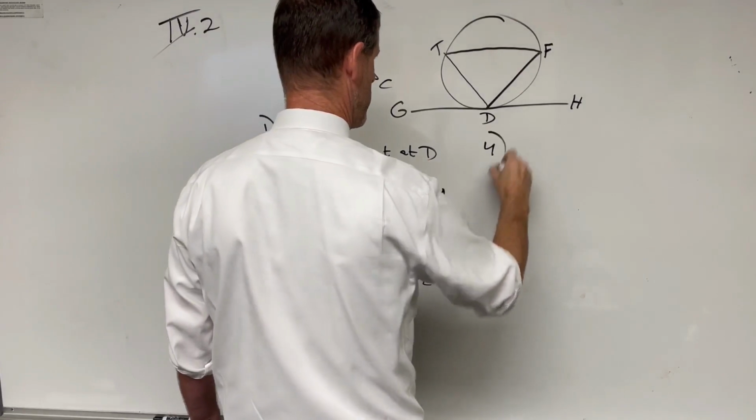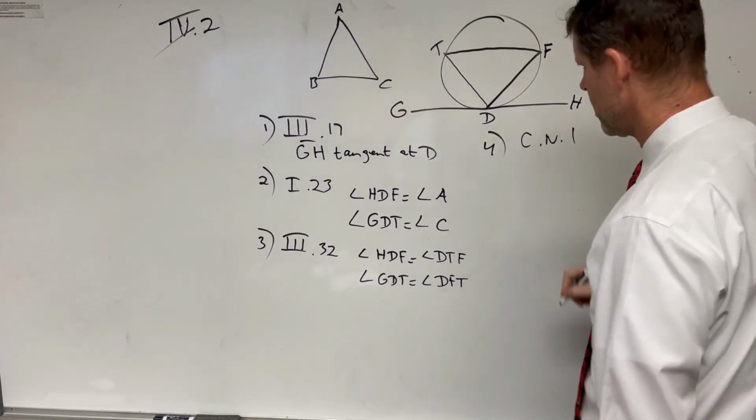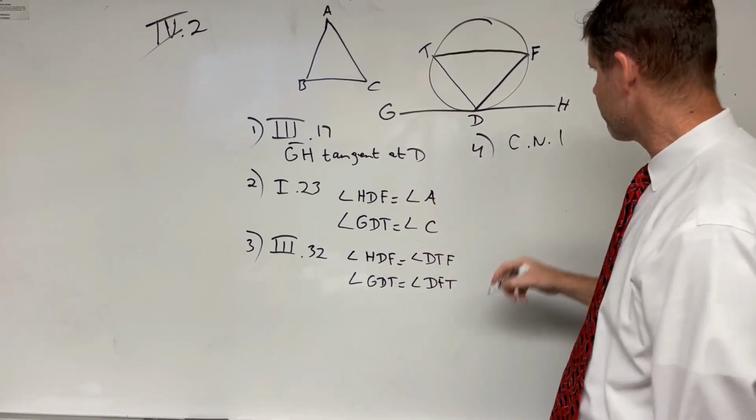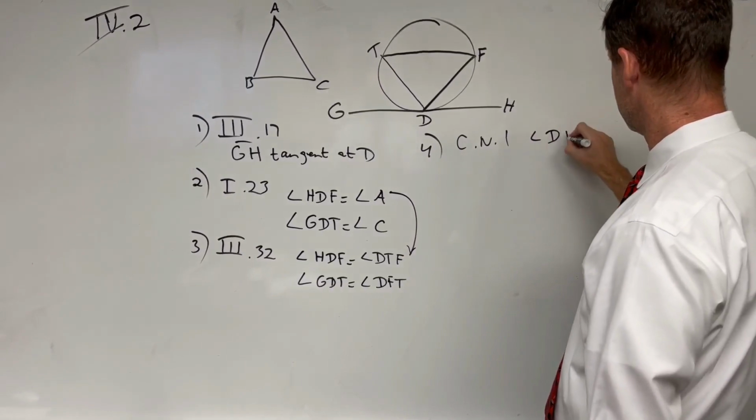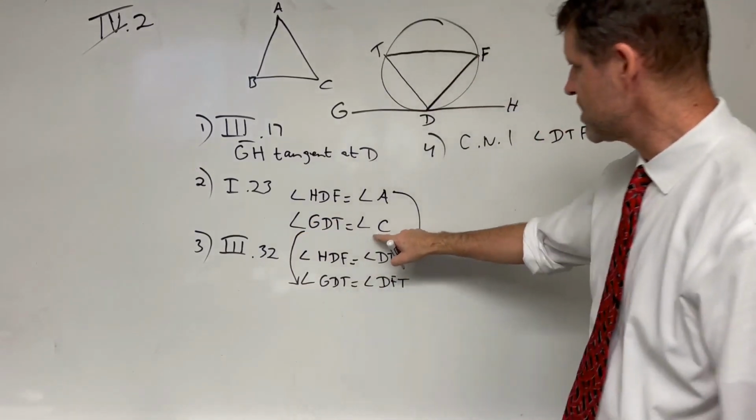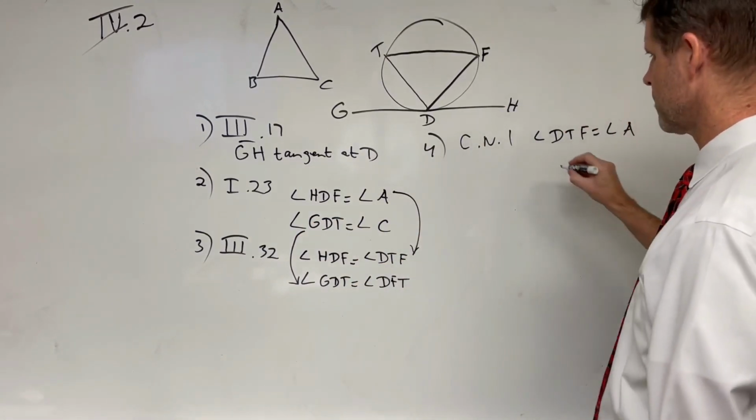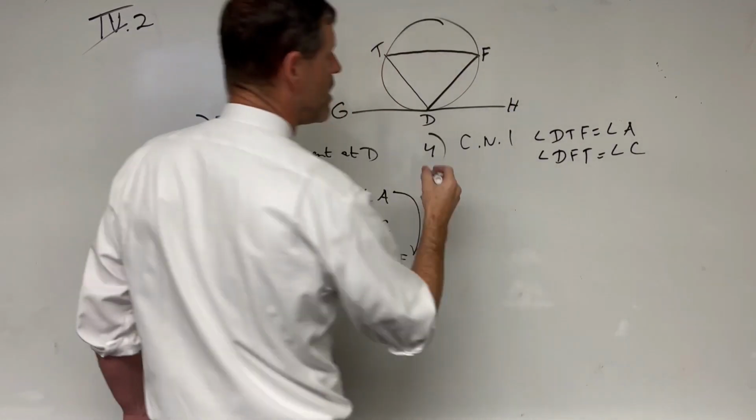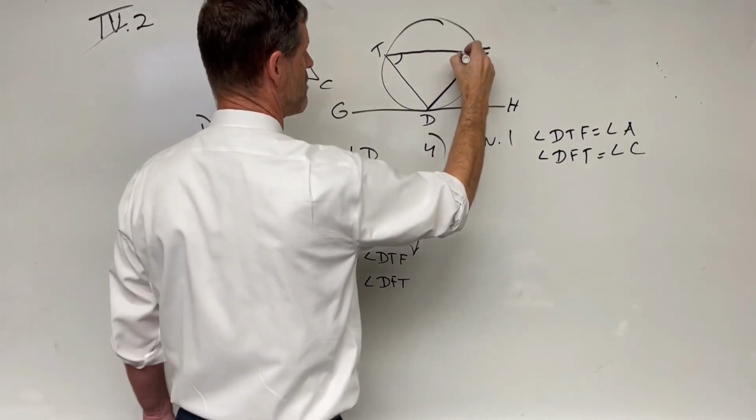In step 4, we're going to use common notion number 1 using steps 2 and 3. So common notion number 1, we're basically going to use it twice. We can see that angle A is equal to HDF and angle DTF is equal to HDF. Therefore, angle A and DTF will be equal to each other. And then here, we can see that angle C is equal to angle GDT and angle DFT is equal to angle GDT. So C and DFT will be equal to each other. DTF equaling A and DFT equaling C.